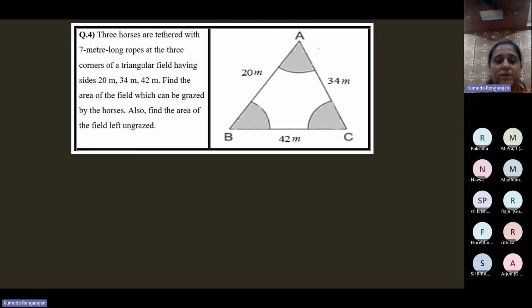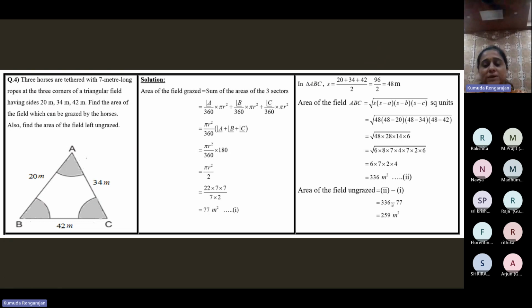This one I've already explained. Please take a screenshot, complete this along with the assignment. This I've already explained. Please take a screenshot. Complete this with the other, I think 7 questions. You've taken a screenshot, whatever. Complete this as a part of the assignment.